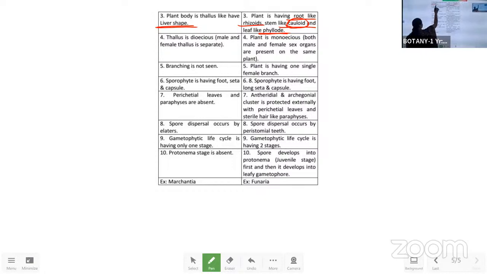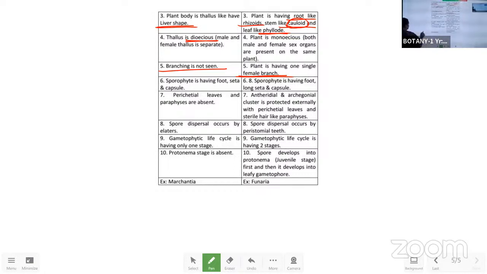Next one is whether this thallus is branched or unbranched. In this, branching is not seen, that means no clear branching. And the mosses have one single branch for the stem, that is the female branch we can see in this. And the thallus is dioecious. Dioecious means the male and the female thallus are different. Thallus means an undistinguished plant body, where it cannot be distinguished into root, stem and leaves.